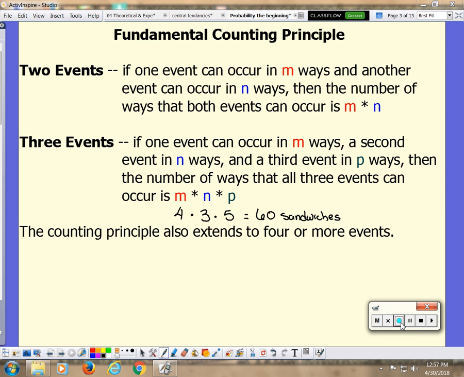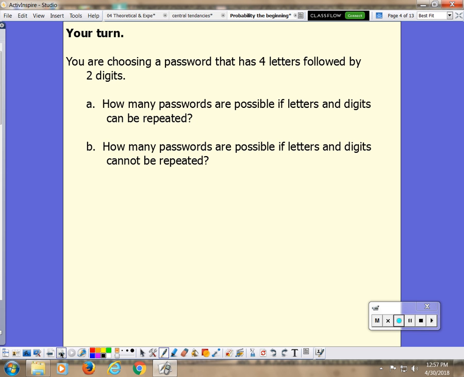Okay, so now let's move on. Here's some examples. And technically, if I were here today, I'd make one of you come to the board and do one of these. So you are choosing a password that has 4 letters followed by 2 digits. So part A is asking you how many passwords are possible if letters and digits can be repeated. That's the key part here, can be repeated.